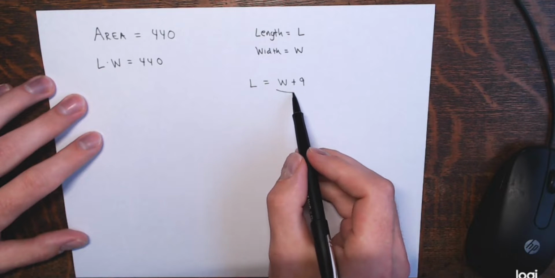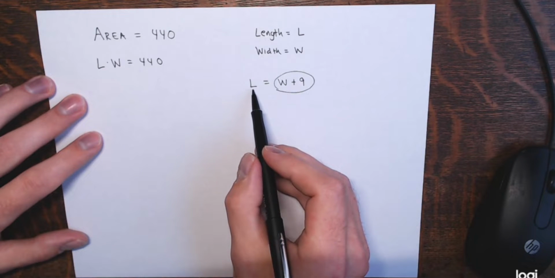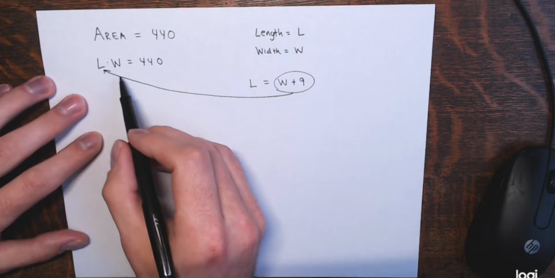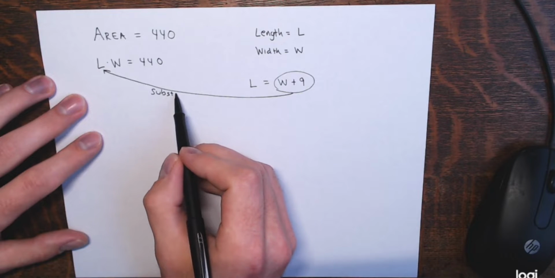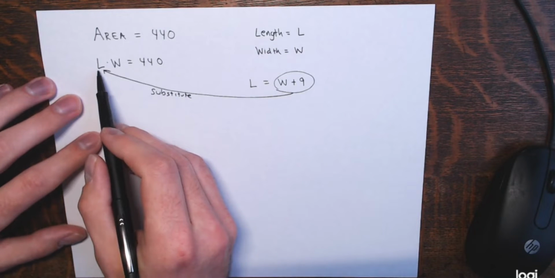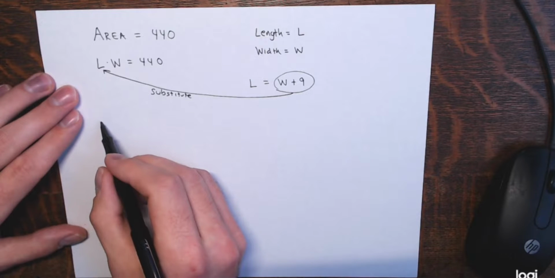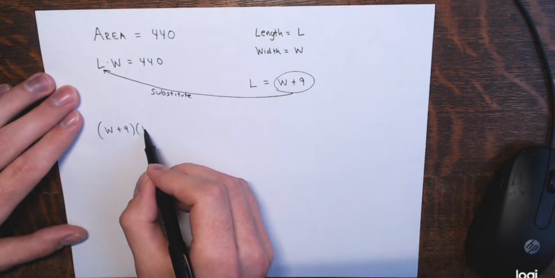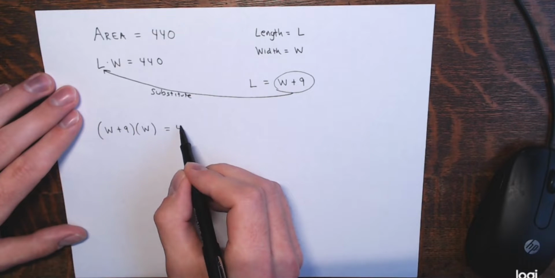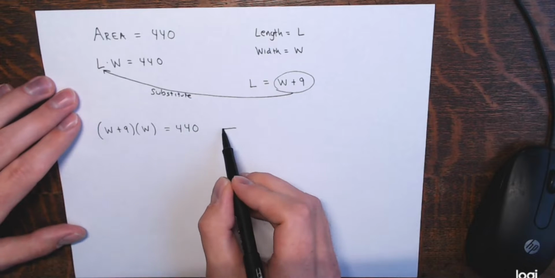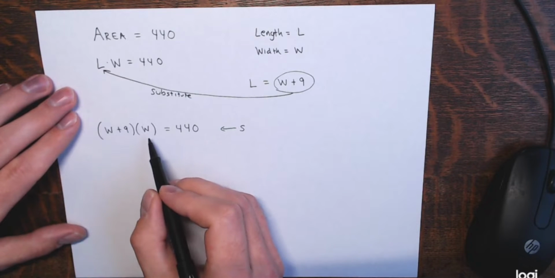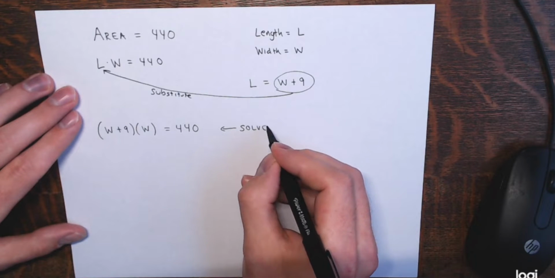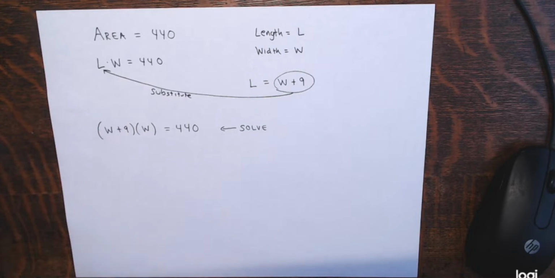And so I'm going to make a substitution here. This is saying L is the same thing as W plus 9. So this L I'm going to replace with W plus 9. So now we have this equation: W plus 9 times W equals 440. And we're solving this. Now we have it. You'll see that this is a quadratic equation in W. And I'm going to solve this for W, and then we'll find L, and that'll be our length and width.